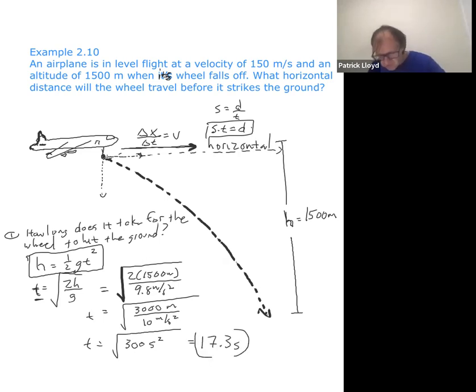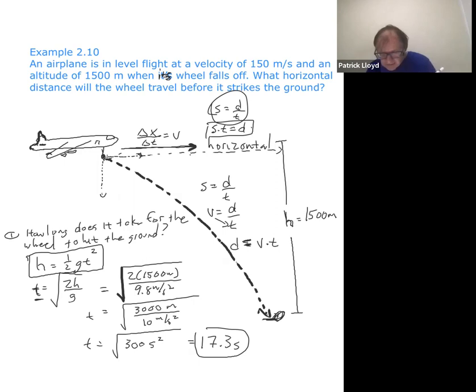So in other words, if you drop a wheel from 1,500 meters, it takes about 17.3 seconds to hit the ground. But it's also moving horizontally, so it's going to land somewhere over here. For that, what we can do is we could just use speed equals distance over time, or velocity equals distance over time. Either one is fine. So the distance traveled would just be the velocity times the time.